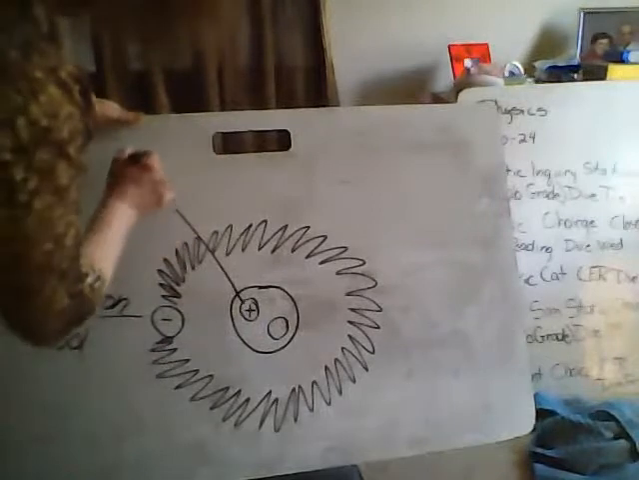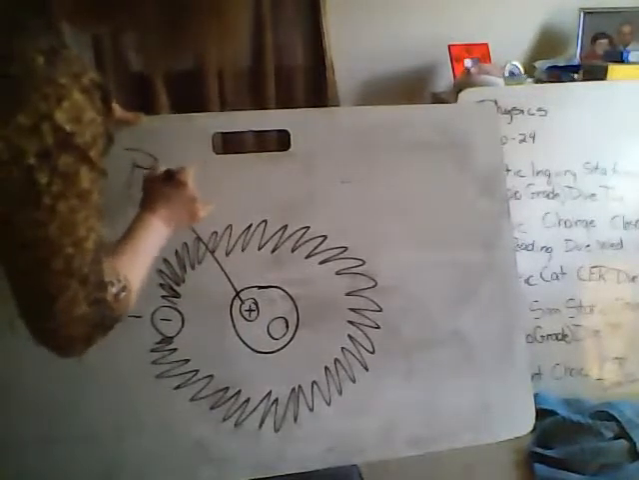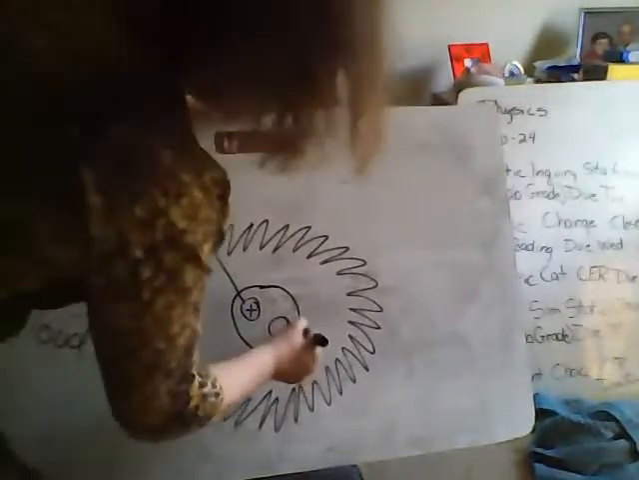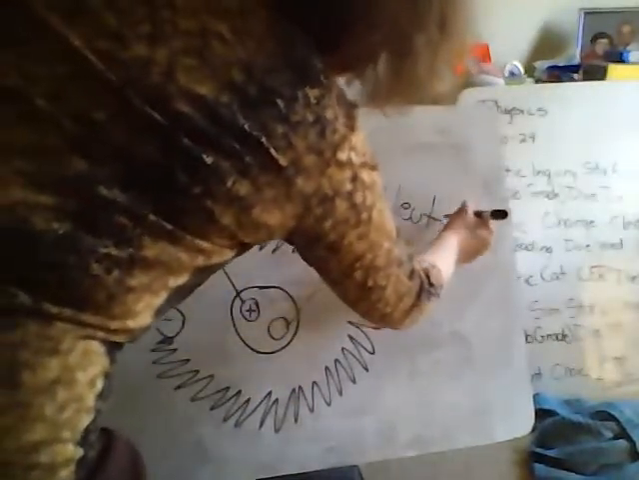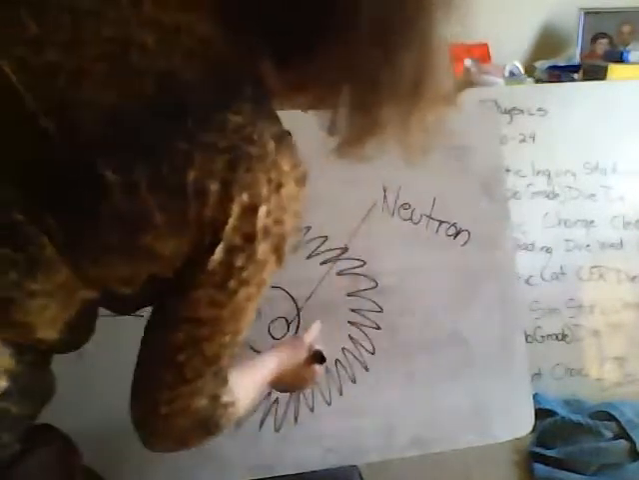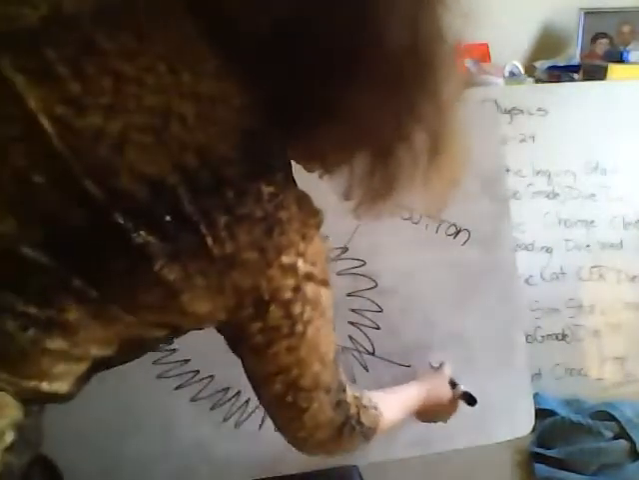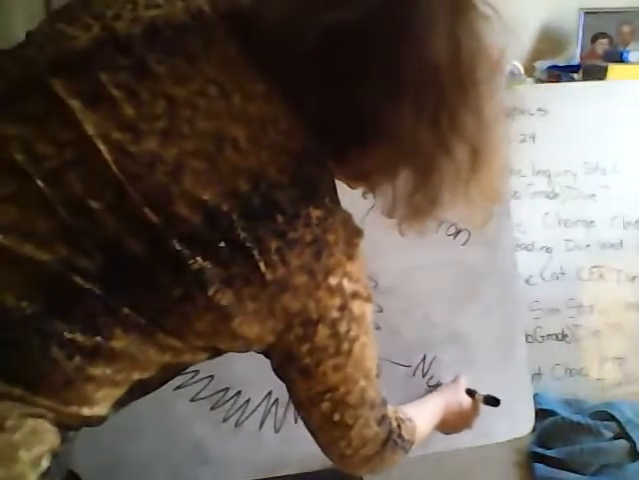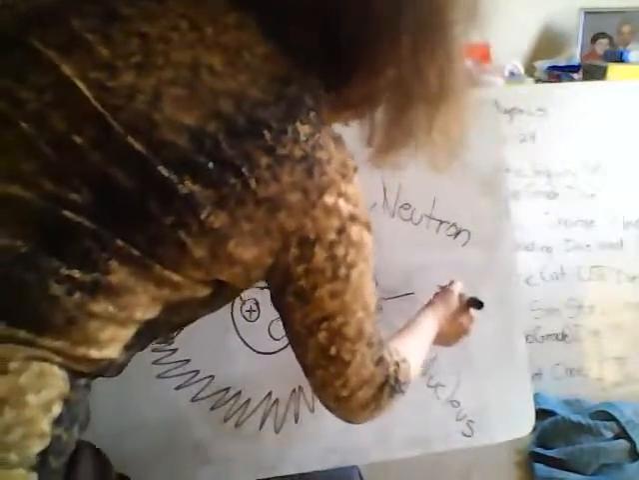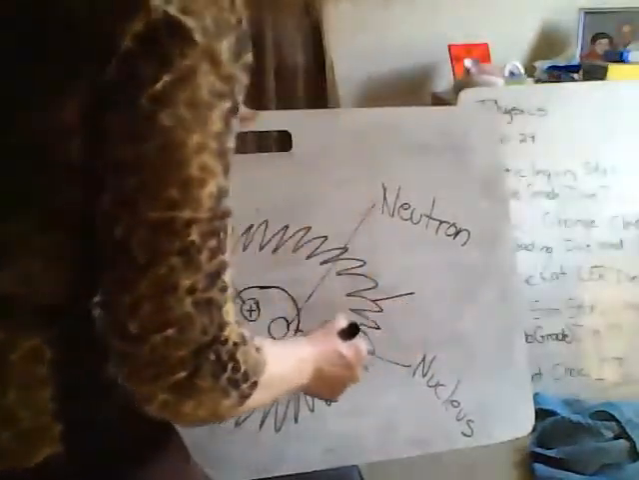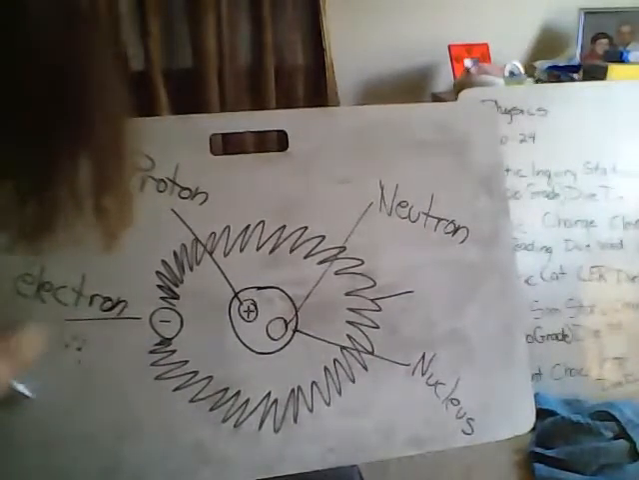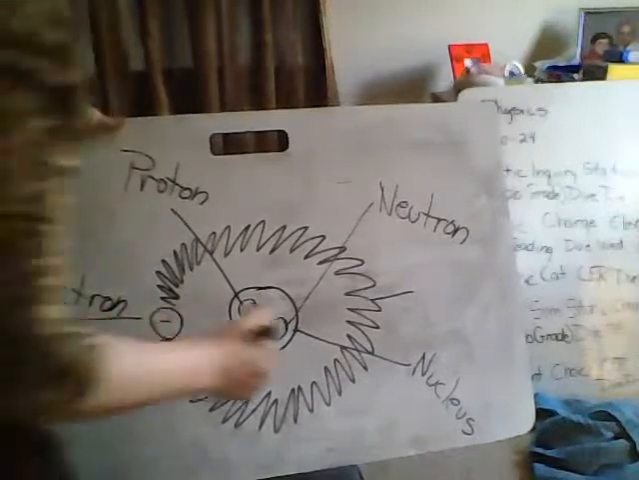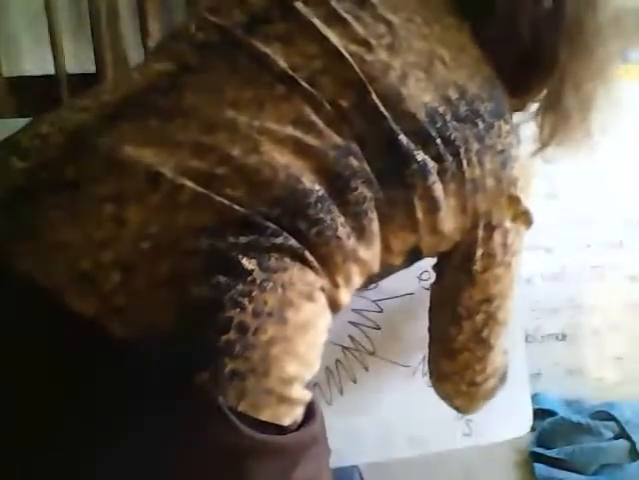Here is our proton. Here is the neutron. This is the nucleus. And this is our electron cloud. Oh, nope, this is the electron. And this is the electron cloud.